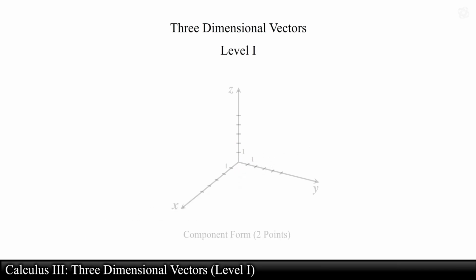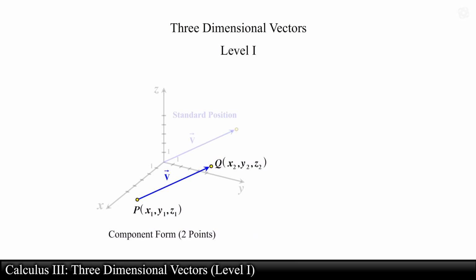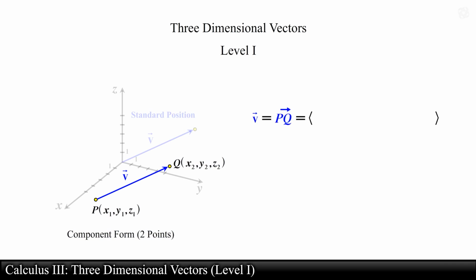Now, if a vector is not in standard position, with the tail located at the origin, and it is instead represented by 2 points in space, like point P for the tail or initial point, and point Q for the head or terminal point, then we can find the component form of vector v by subtracting the coordinates of the initial point from the coordinates of the terminal point, as follows.